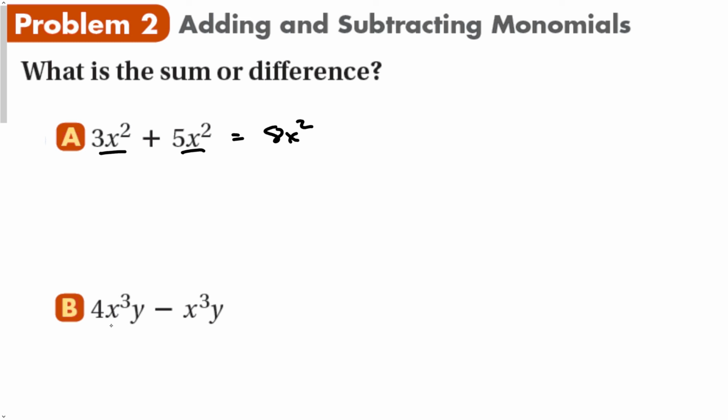We look at the variables in part B and we say, are they exactly the same? It's x to the third y. They're both exactly the same. So that's a 4, and remember, that's a 1. So if I were to subtract them, I get 3x to the third y. Remember, when we're combining like terms, the variables do not change.